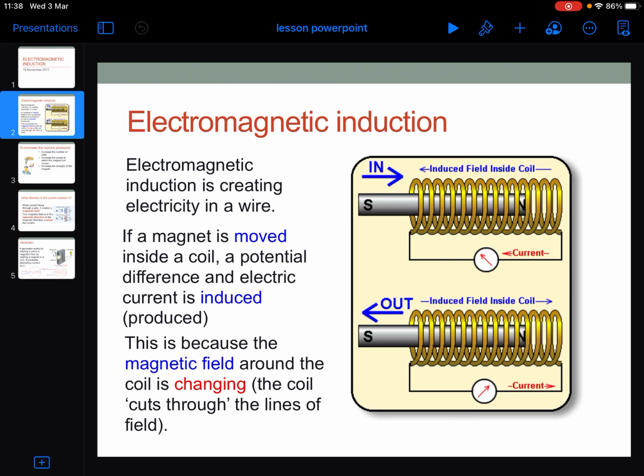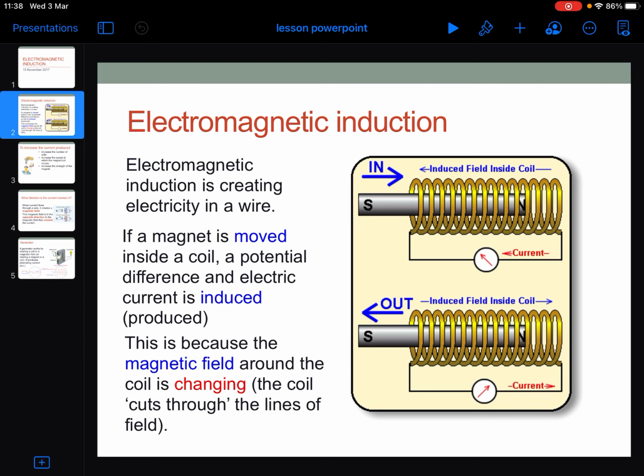So this is actually how effectively every bit of electricity that you use from a plug socket is created. We move a magnet inside a coil, and that creates a potential difference, remember that's another word for voltage, and current. Now I've used a key word here, which is induced. They really like the word induced. It means to create or produce, but they love that word induce.